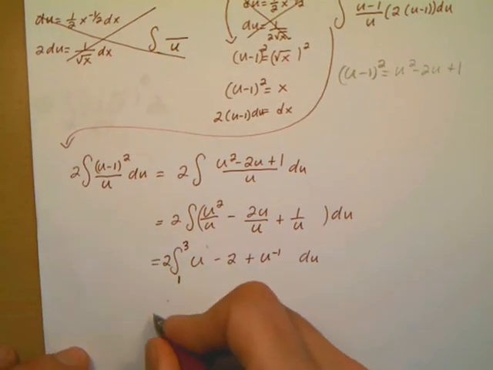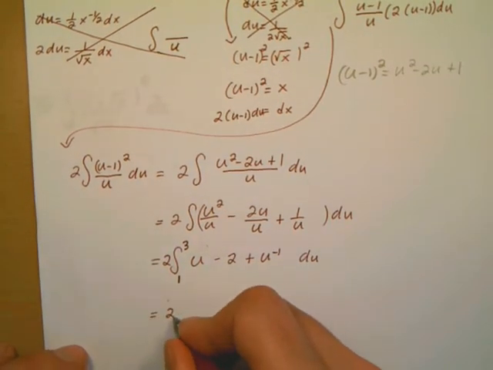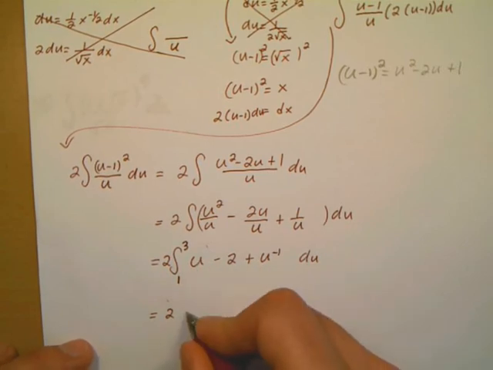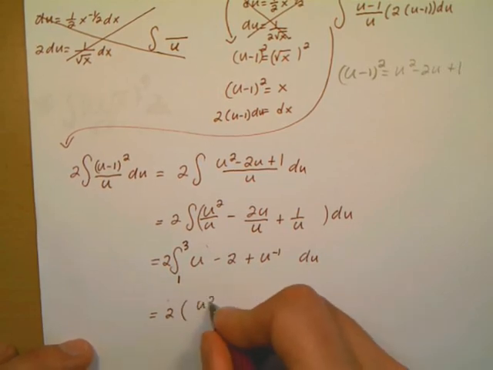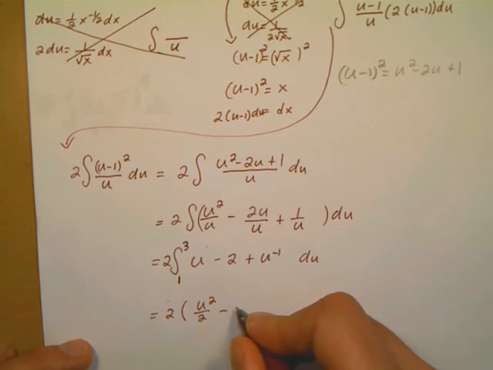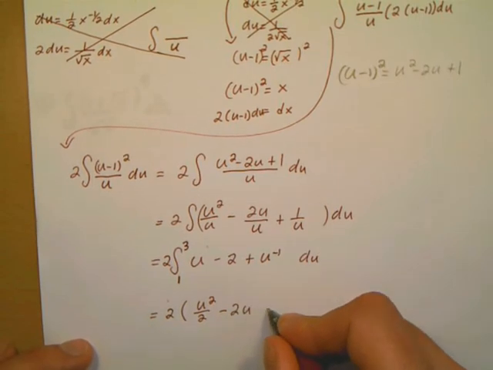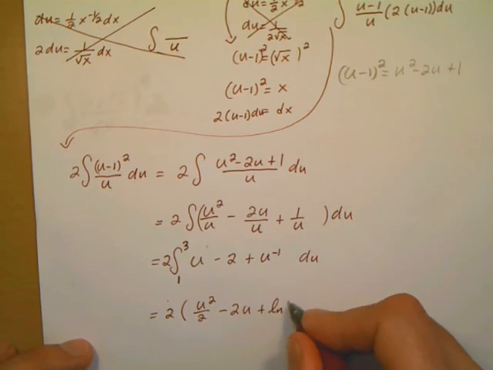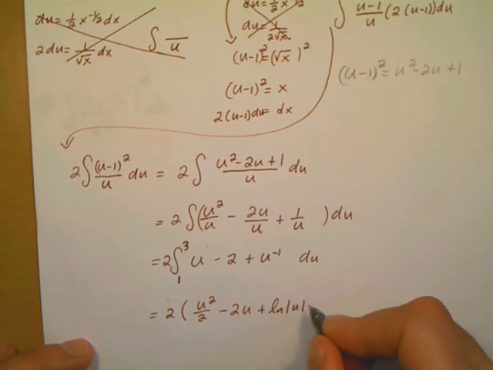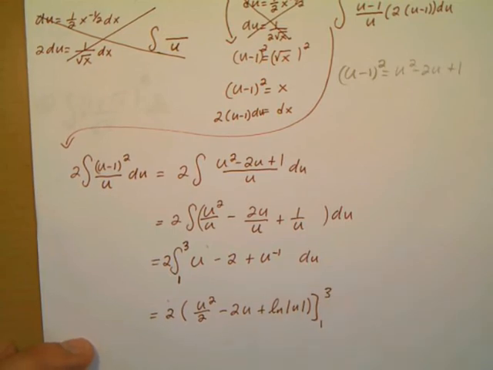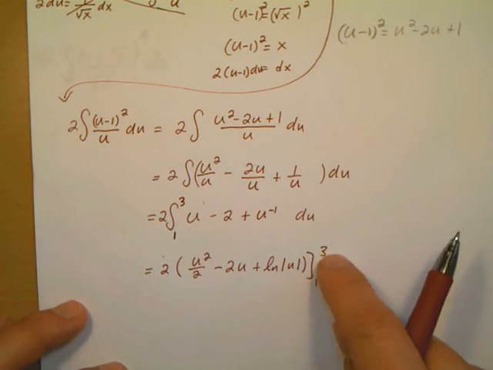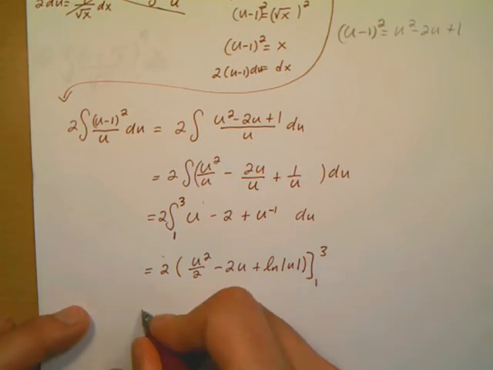And then I go ahead and integrate this term by term, so it's going to be 2 times. Antiderivative of u is going to be u squared over 2. Antiderivative of 2 is 2u. And then u to the negative 1 is ln absolute value of u. And all this is going from 1 to 3. And then from there it's just a matter of simplifying, plugging in the 3, plugging in the 1.